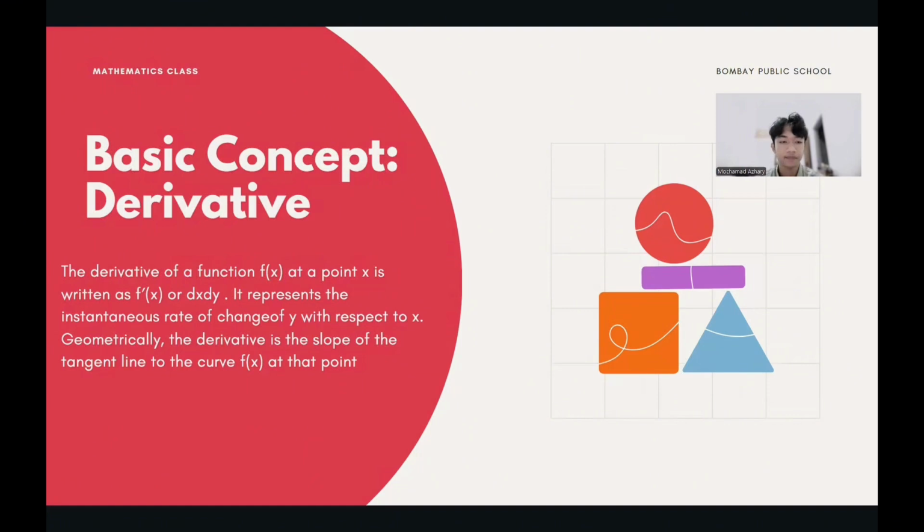Next, basic concepts of the derivative. The derivative of a function f(x) at a point x is written as f'(x) or dy/dx. It represents the instantaneous rate of change of y with respect to x. Geometrically, the derivative is the slope of the tangent line of the curve f(x) at that point.